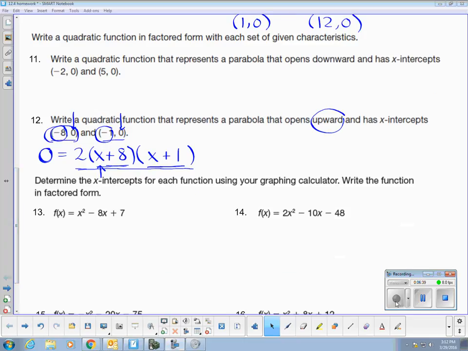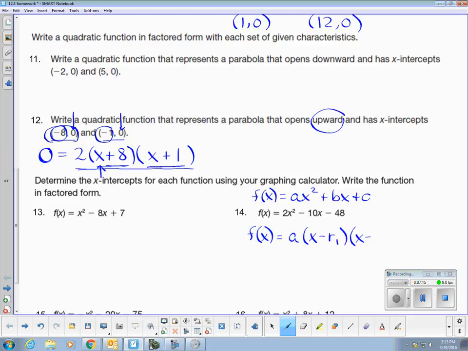Number 14, we need to find the x-intercepts again, and we'll use Desmos graphing to do that, and then we need to write this in factored form. Right now, number 14 is in standard form. Standard form, just to remind ourselves, is f of x equals ax squared plus bx plus c. That's my standard form, but I need to change that into factored form. Factored form is f of x equals a times (x minus r sub 1) times (x minus r sub 2).